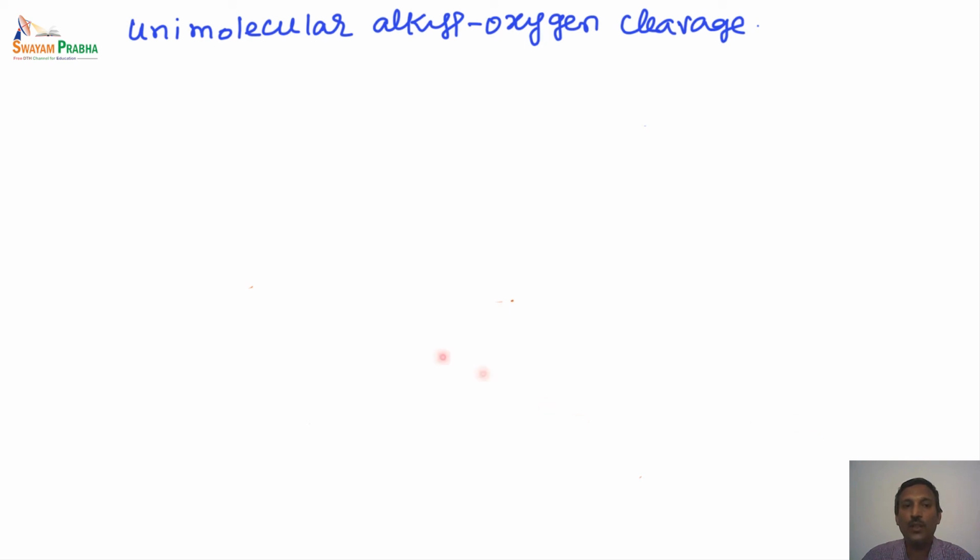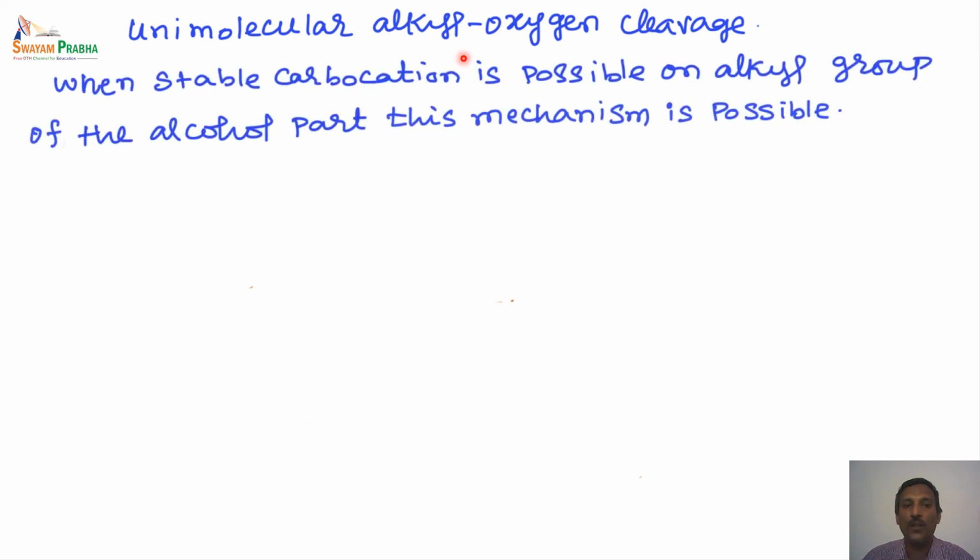So the next one is unimolecular alkyl oxygen cleavage. So far what we have studied is the bimolecular acyl oxygen cleavage. But if it is a unimolecular reaction, basically alkyl oxygen bond cleavage is possible. Let us see how the mechanism actually works. In the case of alkyl oxygen cleavage, the requirement is that we need a stable carbocation. If a stable carbocation intermediate can be formed by the oxygen alkyl group cleavage, then that is possible.